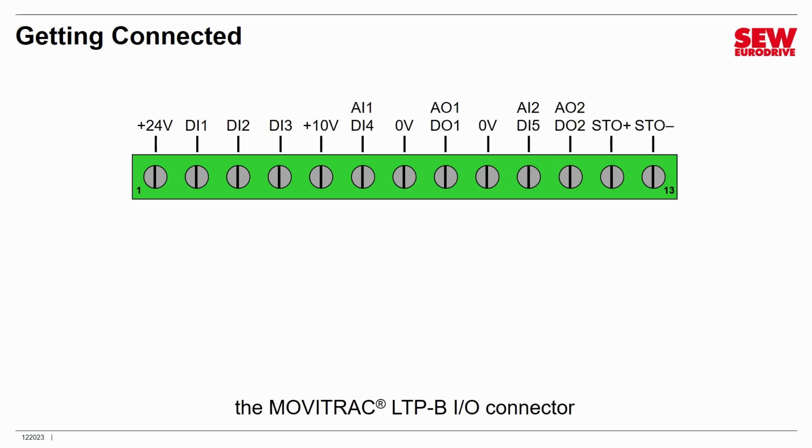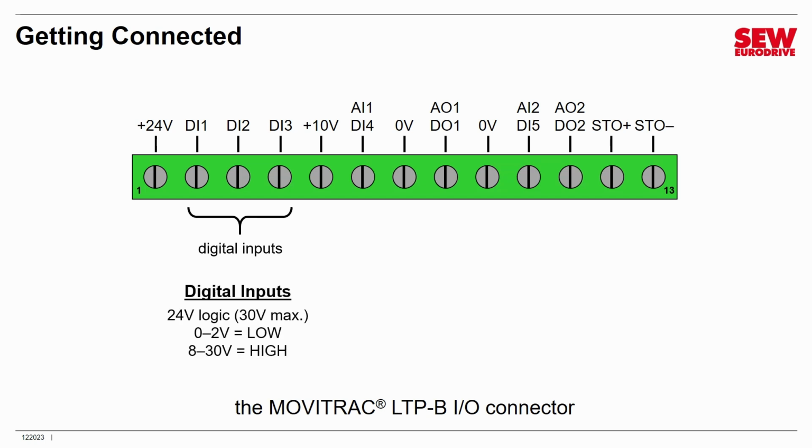All right, moving on. There are 3 purely digital inputs available on the MOVITRAC LTP-B. They are called digital input 1, 2, and 3. I've alluded to digital input 1 a number of times in previous sessions because that is usually our enable signal for the VFD. Now these digital inputs follow 24-volt logic, so you can connect them up to any 24-volt logic compatible output device. 30 volts is the maximum voltage that can come into them.